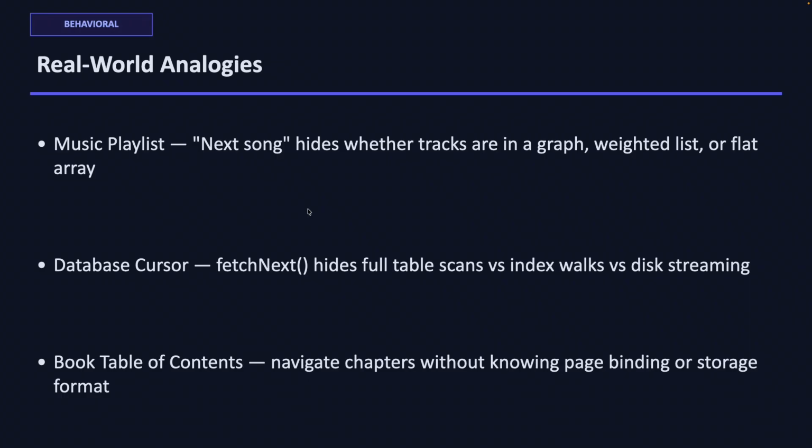There are three analogies that can help make the iterator pattern a little more concrete. The first one is a playlist. A music app has an internal data structure for your songs. It could be a graph of recommendations, maybe a weighted list. When you hit play, the app gives you an iterator. In shuffle mode, it's a random order iterator. In album mode, it's sequential. So you just call next song. You don't care how the songs are stored.